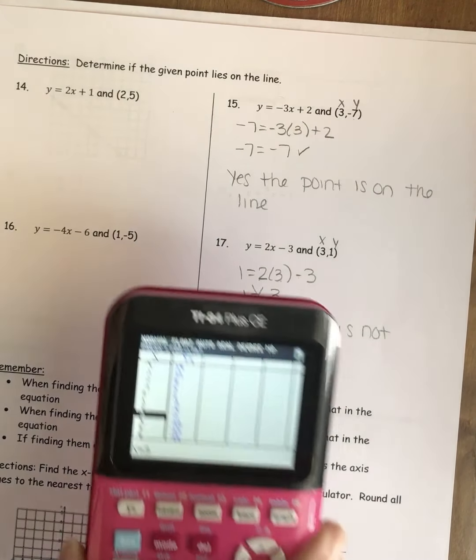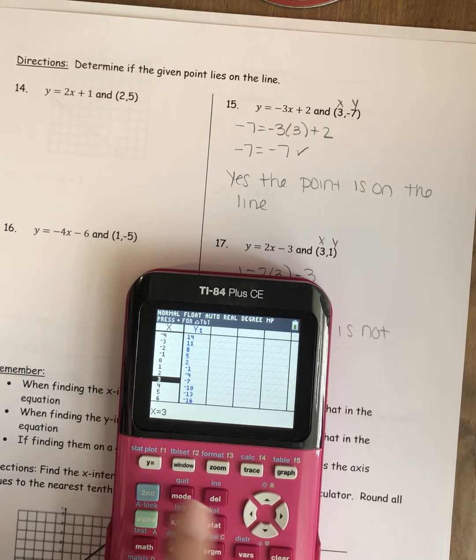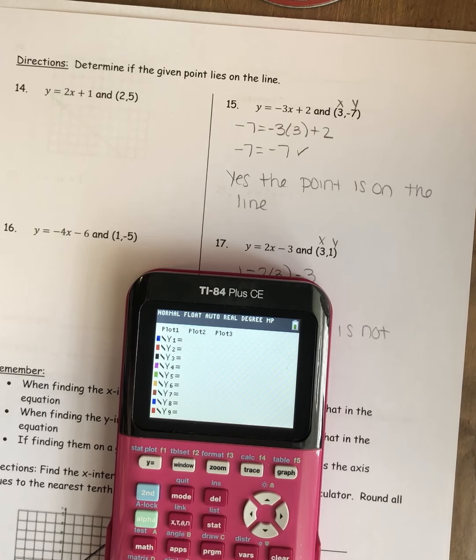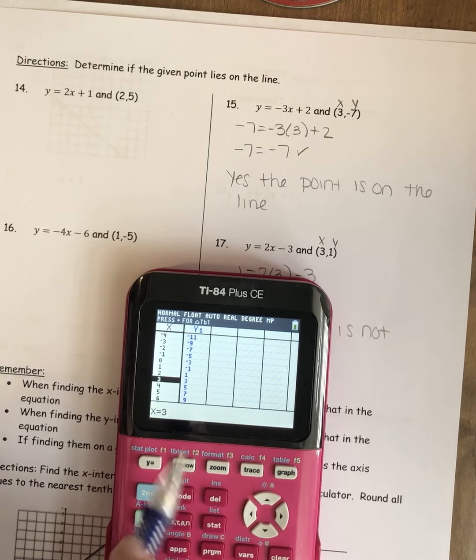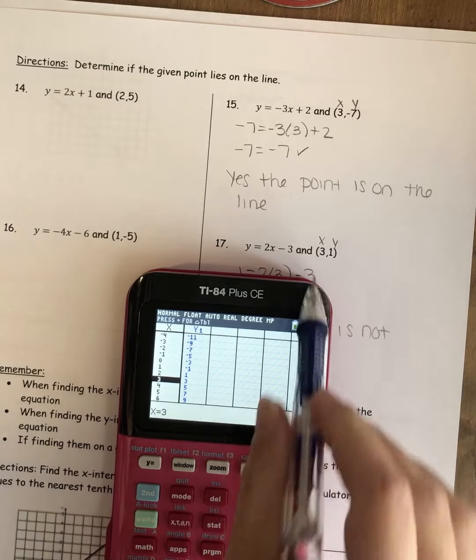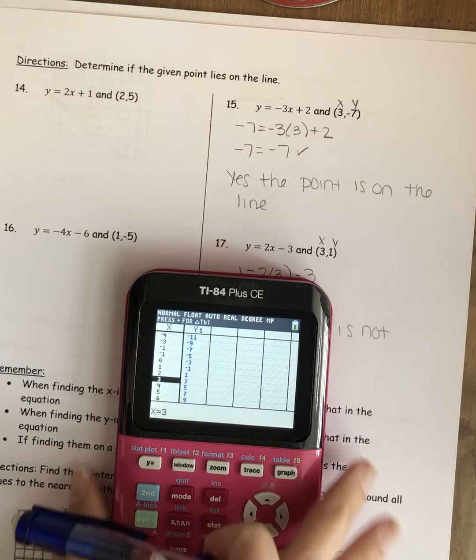I'm going to show you in here what would happen. So I'm going to go back to y equals, clear that out. So I have 2x minus 3. Again, hit the blue key, second table, and I'm going to look for an x value of 3. Oh, and the y value is 3, 3. That's not what's there, so no, that is not a point.